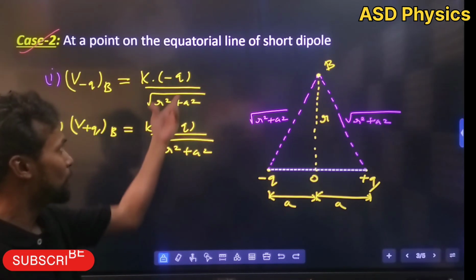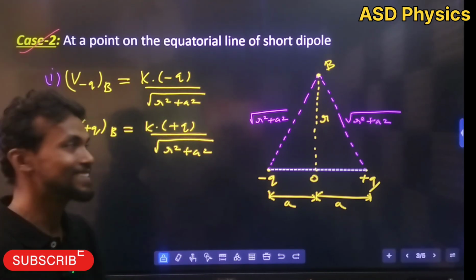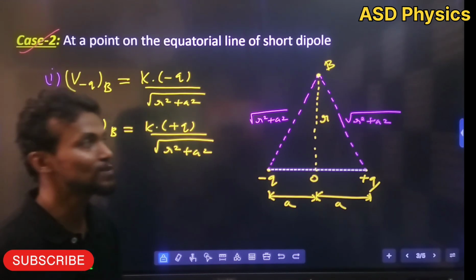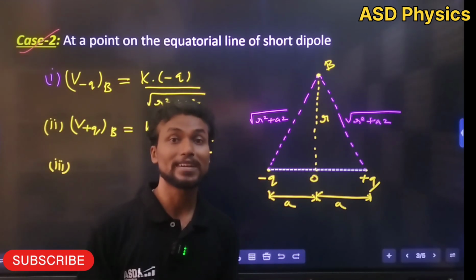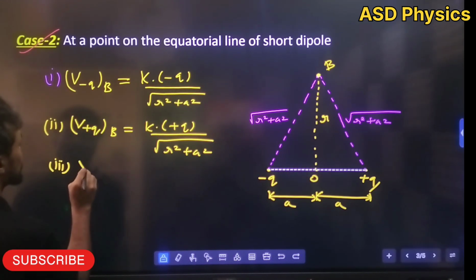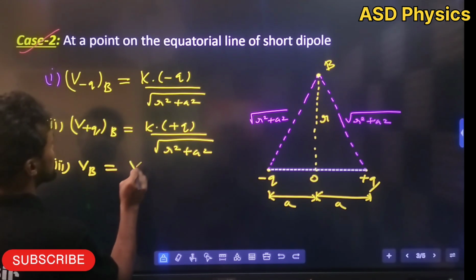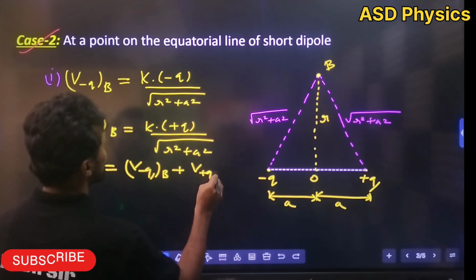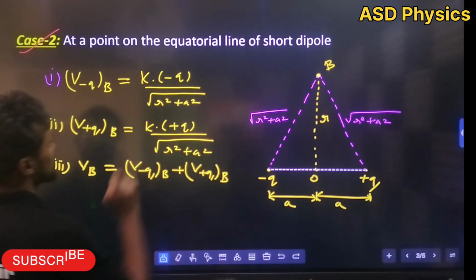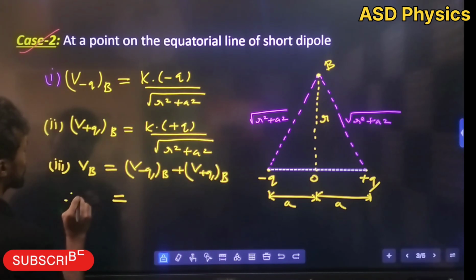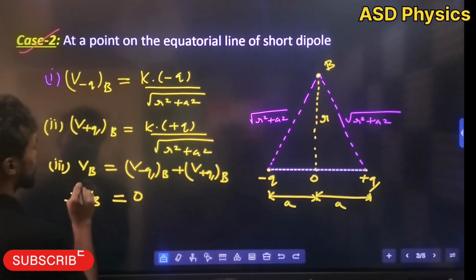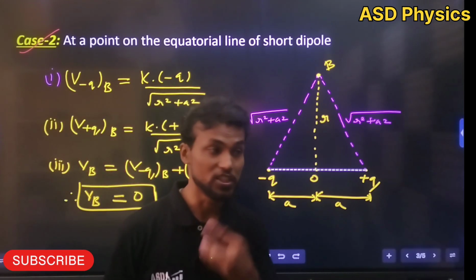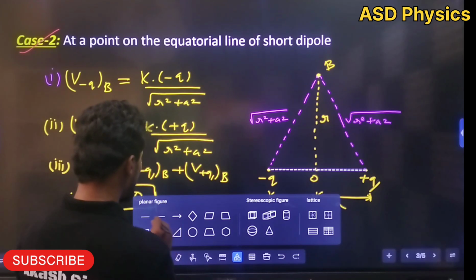Can you see one thing? Both are equal in magnitude but opposite in direction. That means potential at point B due to the electric dipole is given by VB, that is V due to minus Q plus V due to plus Q charge. When you put both the values, both will cancel out. That means the potential at the equatorial point of the dipole is 0.